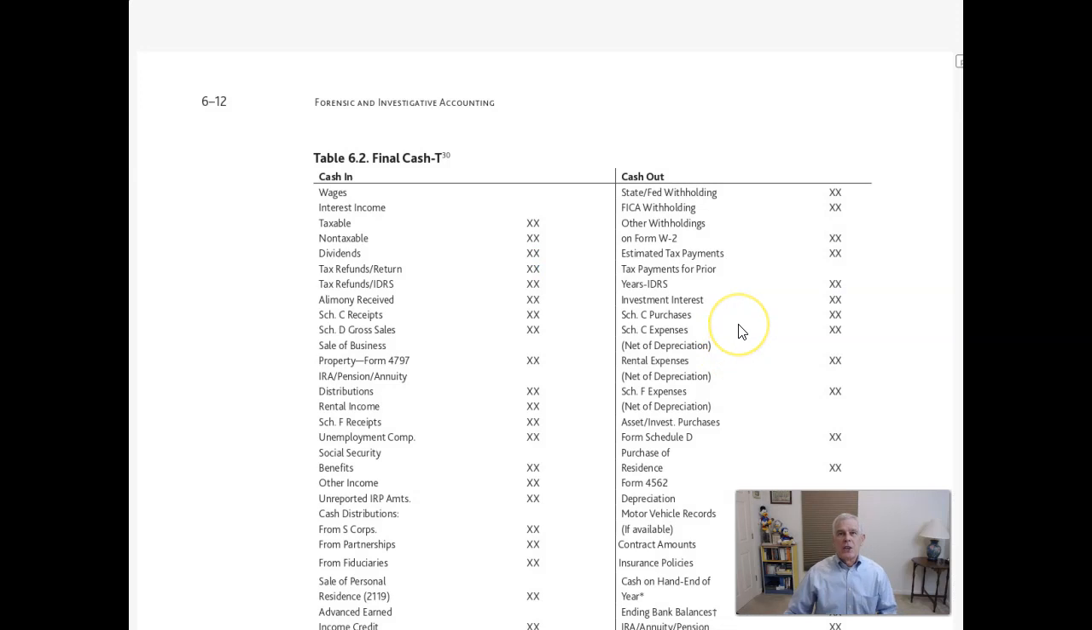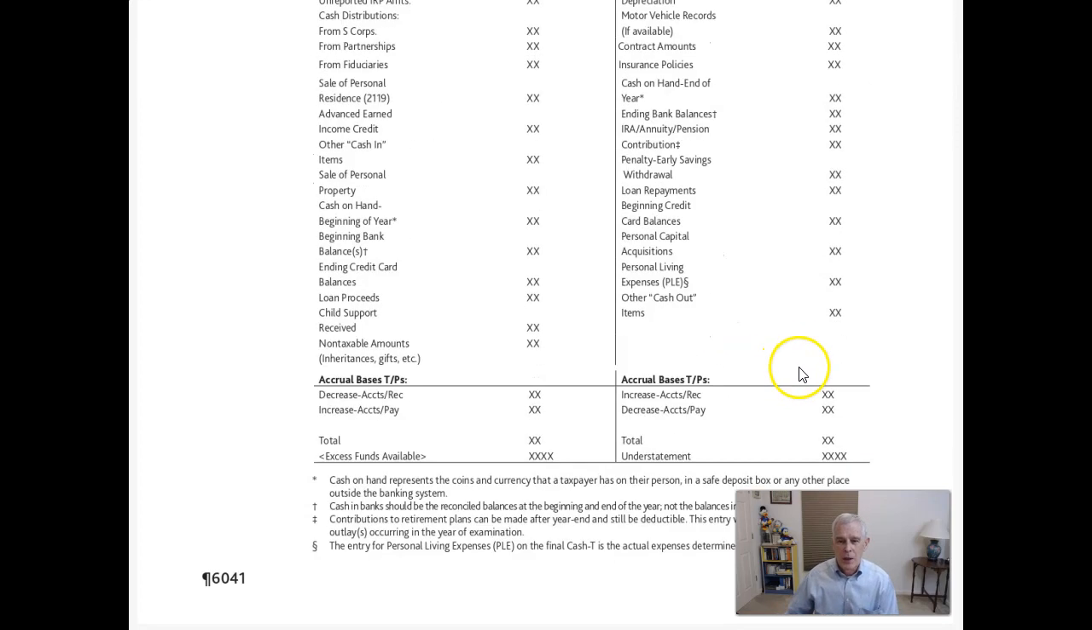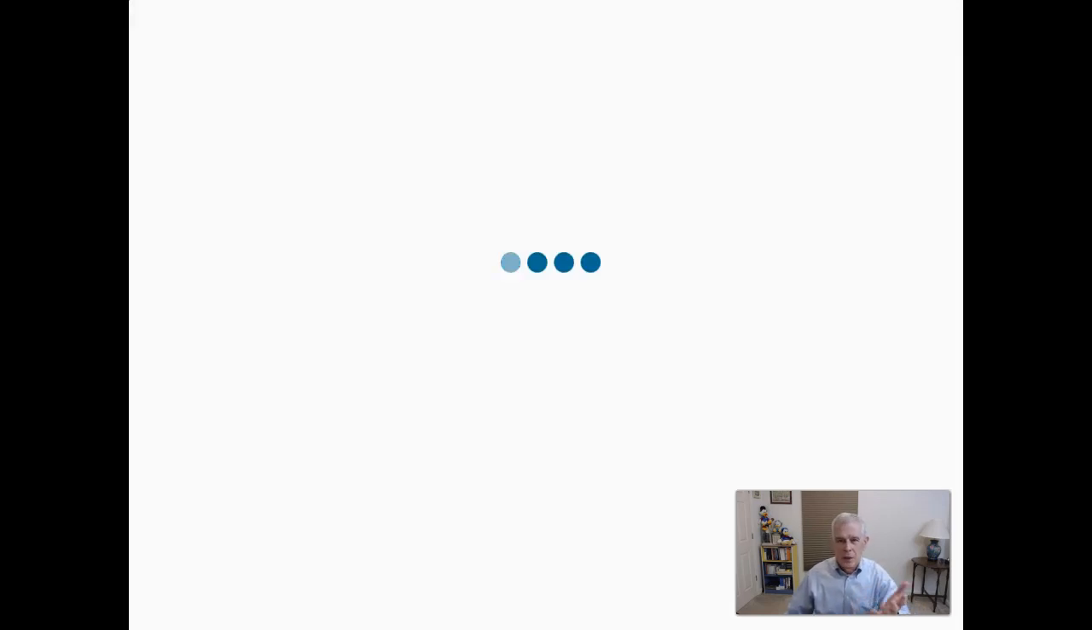The final cash T is prepared afterwards. Very similar to the preliminary cash T. The agent will use this, after all the investigation, to put it all together and still see if it looks like there is unreported income. So you see at the bottom here a little bit more, and they get into accrual basis taxpayers with changes in accounts payable and receivable. So go through this yourself in a lot more detail.